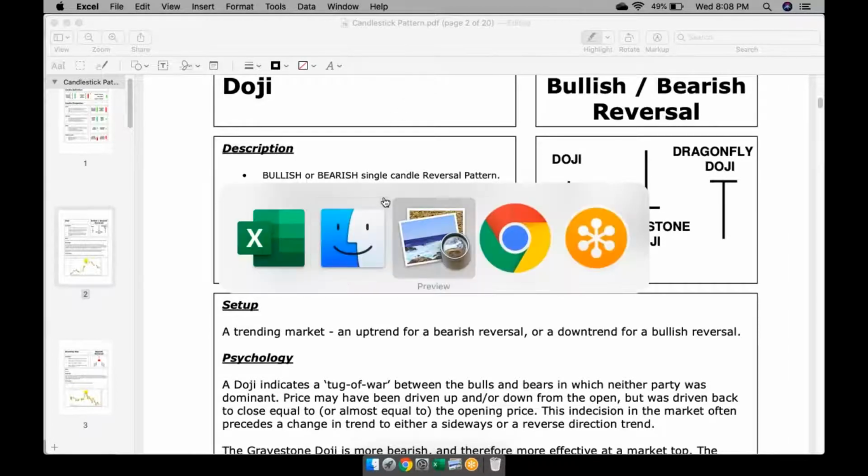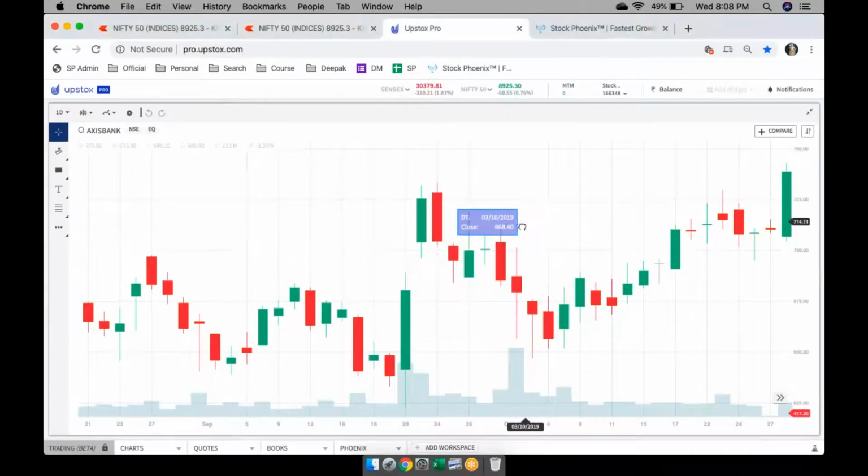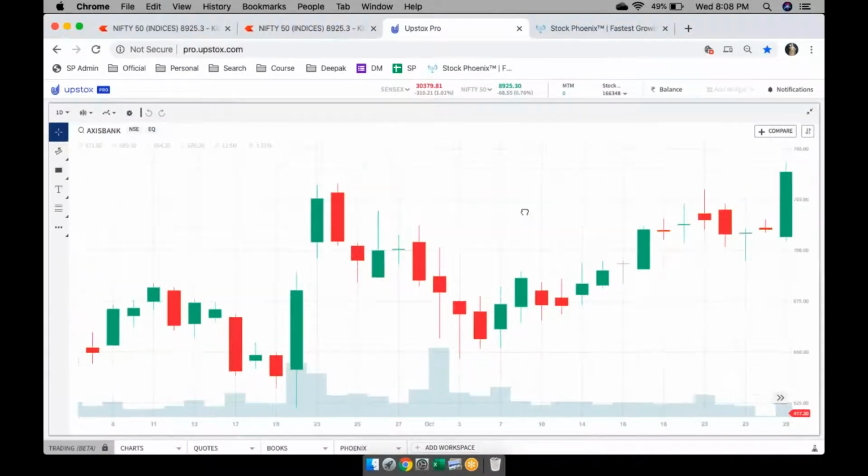For example, let me show you doji. We can consider this as a doji. We can consider this as a doji. This is a perfect doji. We can consider this as a doji. We can consider this as a doji. This is not a doji. We can consider this 85%. This is not a doji. This is not a near doji.